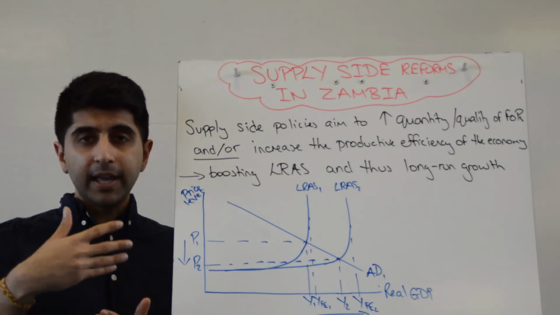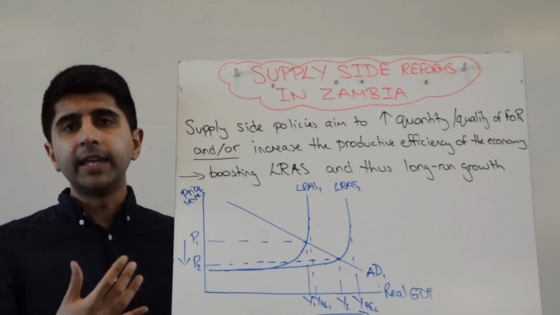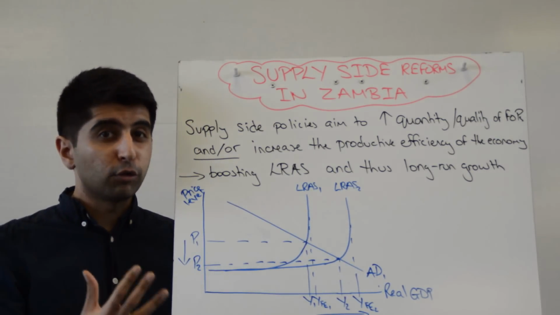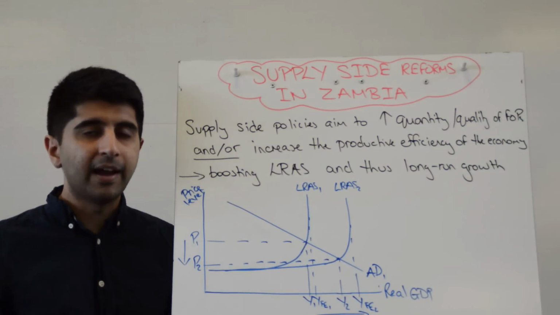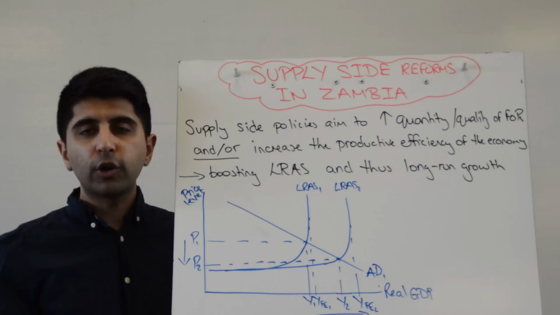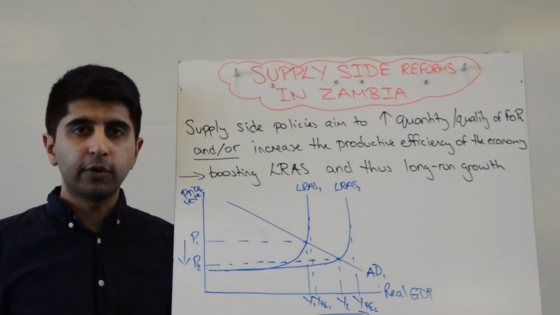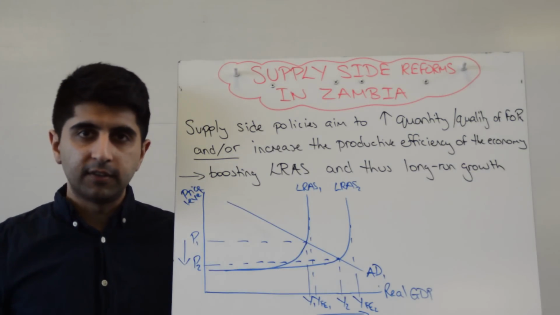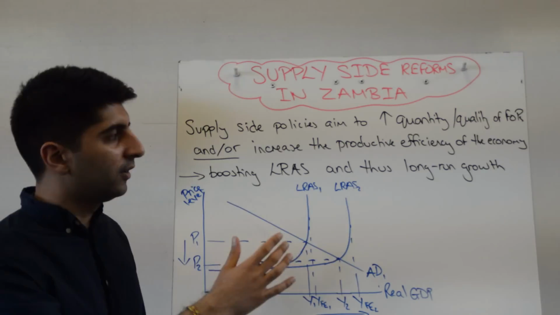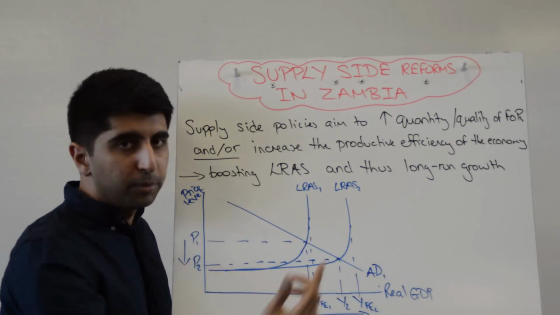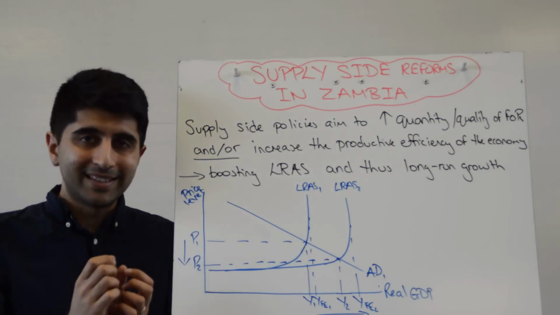Well, they're trying to increase LRS, i.e. increase the productive capacity of the economy, and therefore increase long-run growth in Zambia. That's the idea. How? Well, they aim to increase the quantity and or the quality of factors of production in the economy, and or they aim to increase the productive efficiency of the economy. That's the intention. If they are successful, they will boost LRS and thus boost long-run growth, which is exactly what the Zambian economy needs.